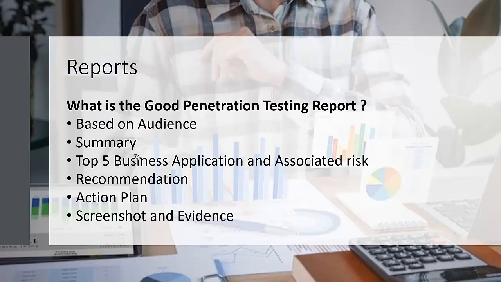Second is the summary. You can have a high-level summary: what you did, how you did it, and what the outcome is. If you have discovered around 15-20 business risks, categorize them into the top 5 that require more attention, and provide your recommendation. That is the most important thing. Keep a space for an action plan, because the action plan is filled in by the client. And then you can also attach screenshots and evidence, because whatever you claim should be backed and supported by screenshots. So this is all about the report that you should prepare.